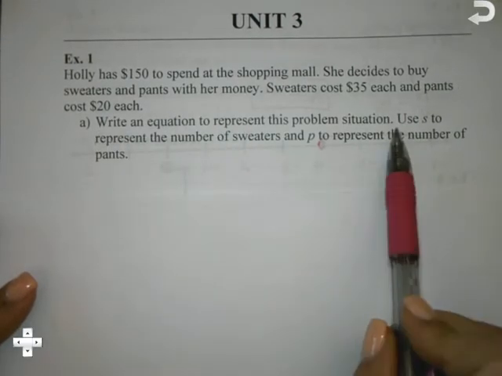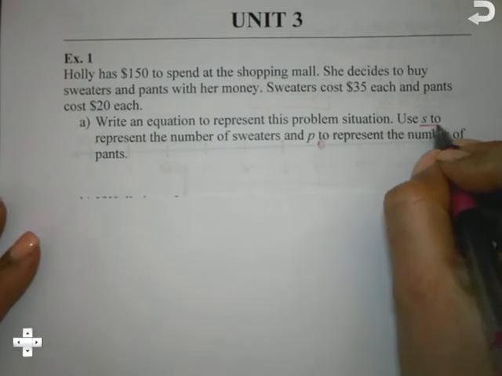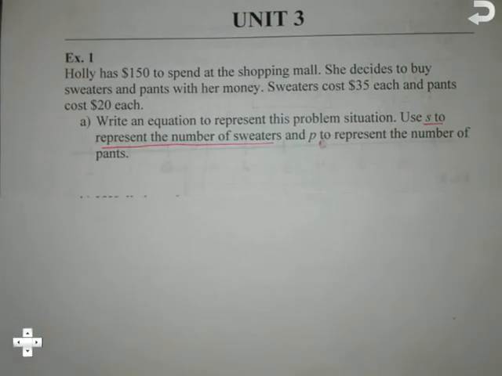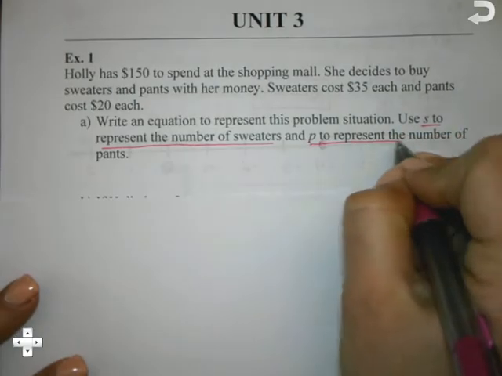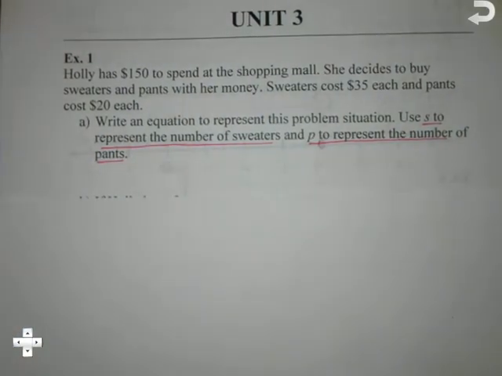S is the number of sweaters. So I just want you to write S equals number of sweaters. You can use whatever abbreviation you want. Just in part A, write S equals number of sweaters. P is going to equal the number of pants. So you don't have to write it in words like this. You can write it like we did on the posters around the room, but you do have to define your variables. Okay? So S is number of sweaters, P is number of pants.